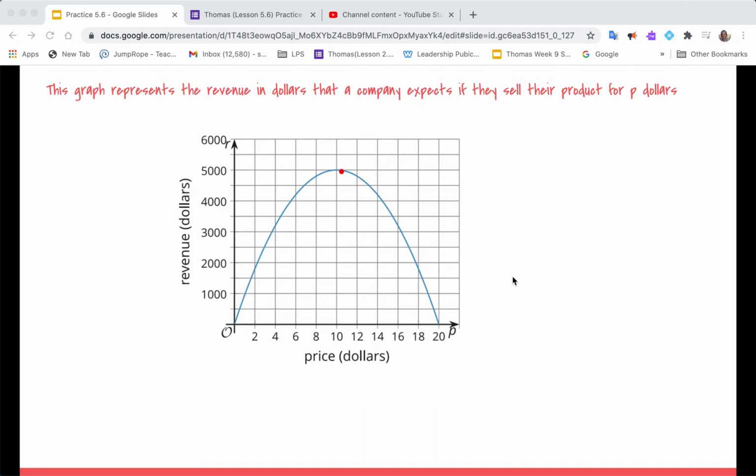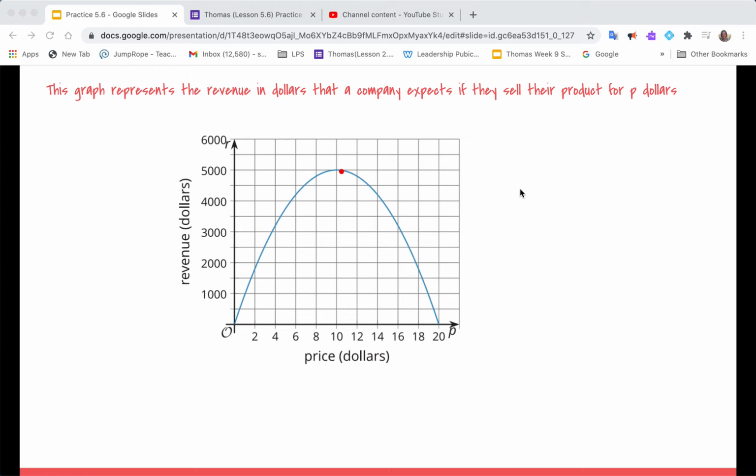All right, so this question says that the graph represents revenue in dollars a company expects if they sell their product for P dollars. So again, just looking at our graph, the x-axis is showing price in dollars and our y-axis is showing the revenue in dollars. So the x-axis represents the price of the product and the y-axis is how much revenue the company will make if they sell the product for that particular price.